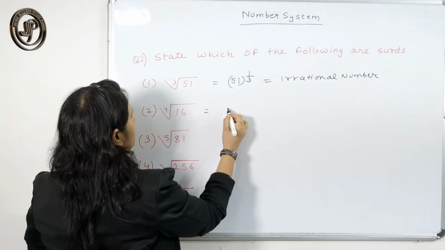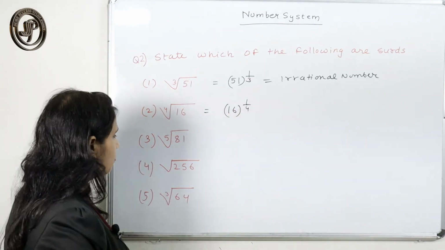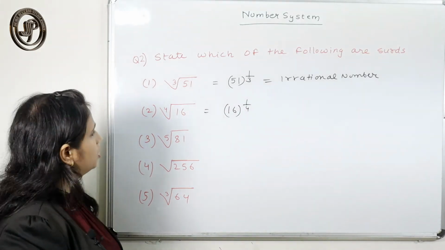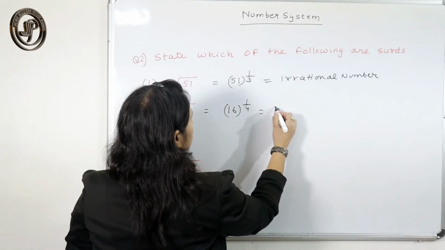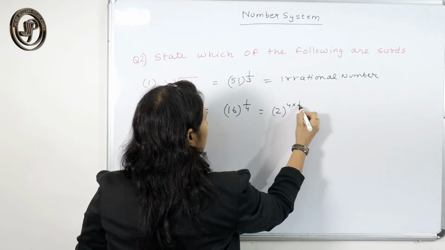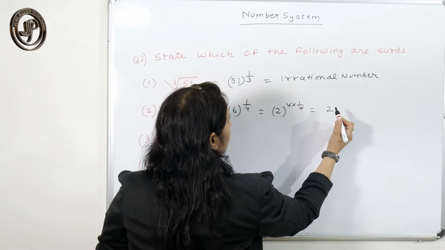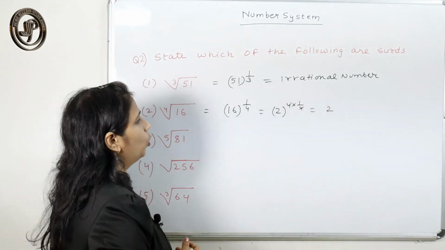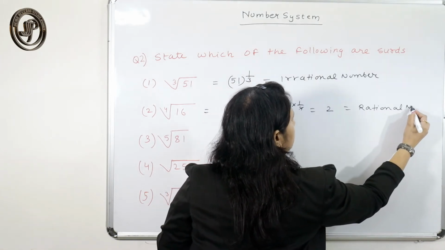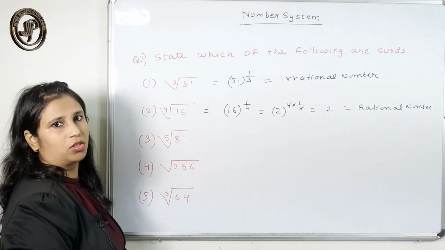Here if I write 16 raised to 1 by 4. Can I simplify this? If I make the prime factors of 16, so that is what? 2 raised to power 4, right? Into 1 upon 4. Okay. So this and this will cancel out. Here I get 2 only. Which is a rational number. It is a rational number. Rational number means not surd.